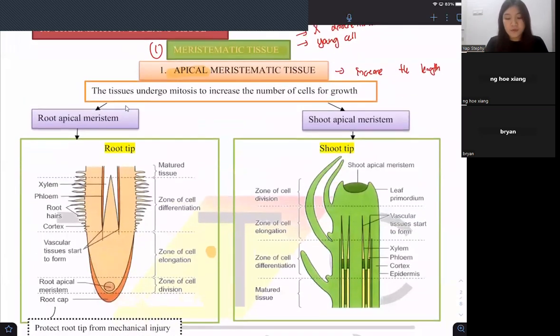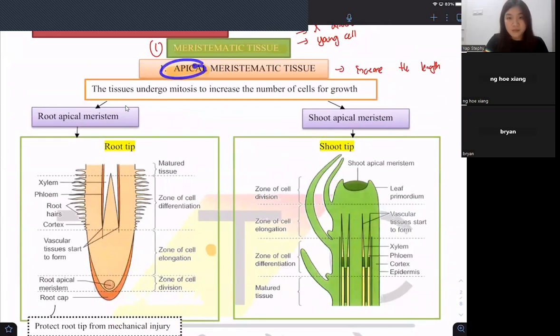Now I come to the apical meristematic tissue. You can find this one in 2 locations. The first one is the root, and the second one is the shoot. For the root, that means the root tip. For the shoot, that means the shoot tip. Because for these 2 positions, they help to increase the number of cells that will help to grow and increase the length. So this one is the apical, at the root tip and the shoot tip.